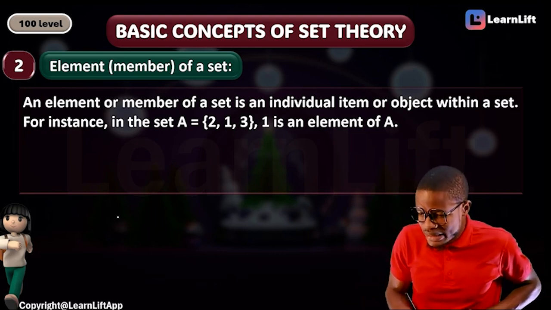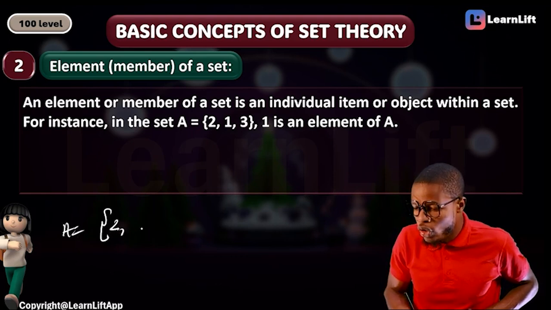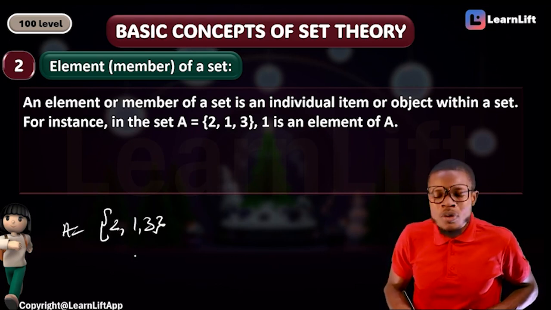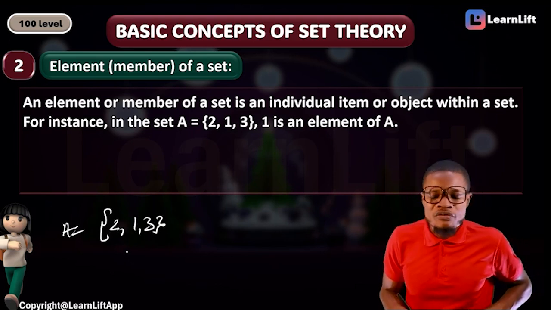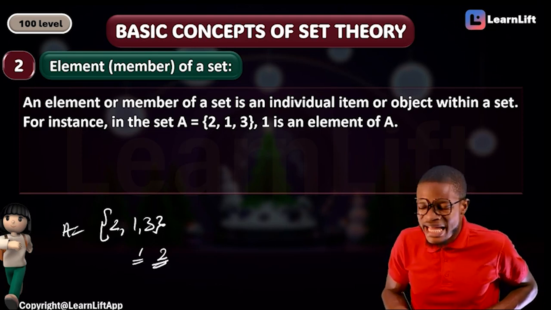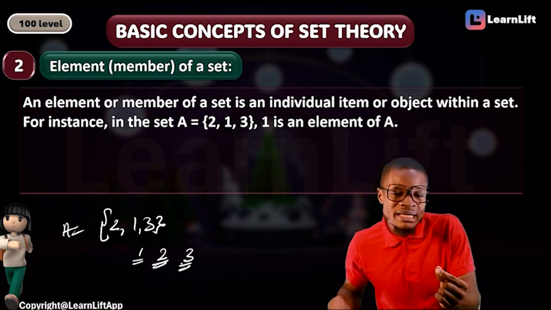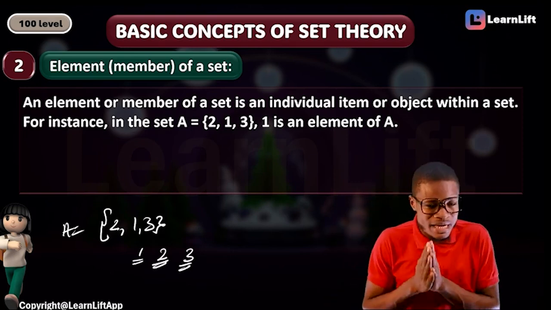Let's say our set A, for instance, is 2, 1, 3. Now the question is this: what are the elements of the set? Of course, we can say 1 is an element of set A, 2 is an element of set A, and 3 is an element of set A. That's why we say 1 is an element of that set. Are you getting me now?